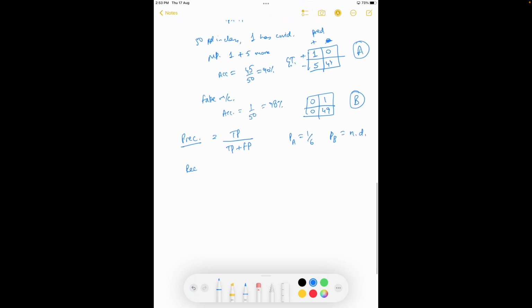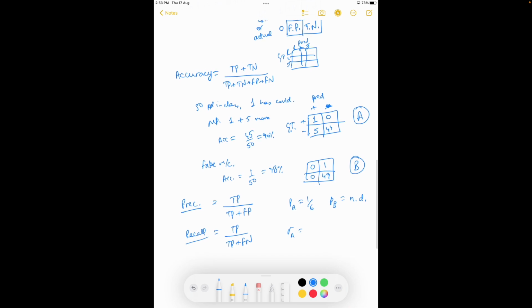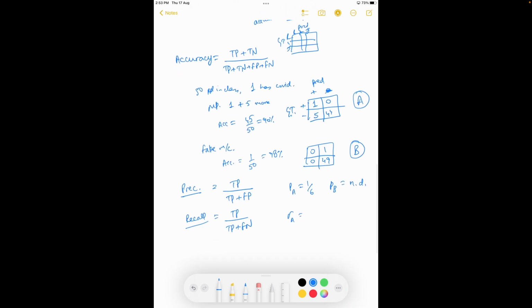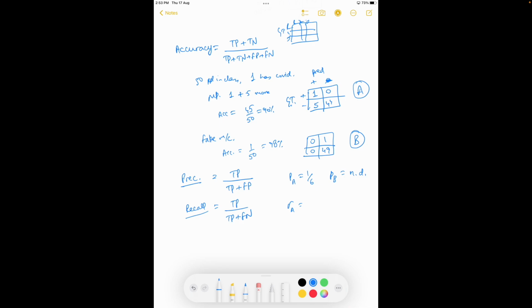The other metric is recall. It is defined as true positive upon true positive plus false negative. What is the recall of model A? Recall is 1 by 1, okay, 1. Recall of model B is 0.